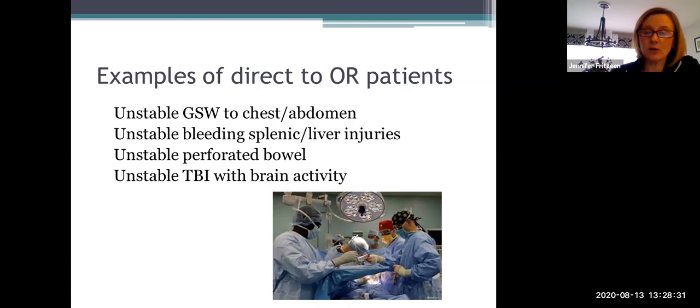And so it's kind of a time challenge. Examples of some of our patients that go directly to the OR from the code room quickly: unstable gunshot wounds to the chest or the abdomen, and maybe not even gunshot wounds, let's call it penetrating wound to the chest and abdomen. Unstable bleeding splenic or liver injuries, an unstable perforated bowel, and then obviously an unstable TBI with brain activity.